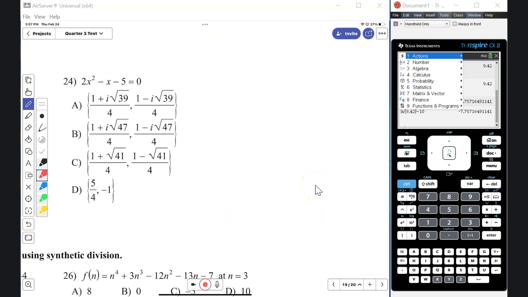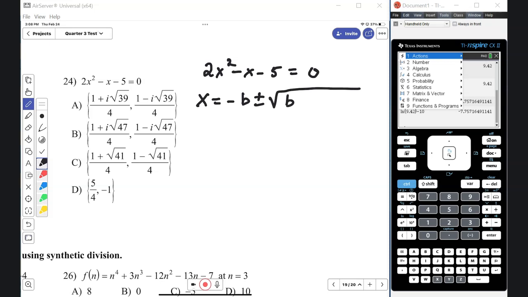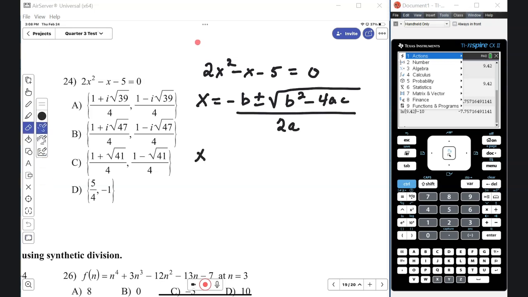We're going to find the roots, and we're going to find it by solving for x. So we have 2x squared minus x minus 5 equals 0. You're going to use the quadratic formula: negative b plus or minus the square root of b squared minus 4ac, divided by 2a. You know that the value of a is 2, the value of b is negative 1, and the value of c is negative 5.